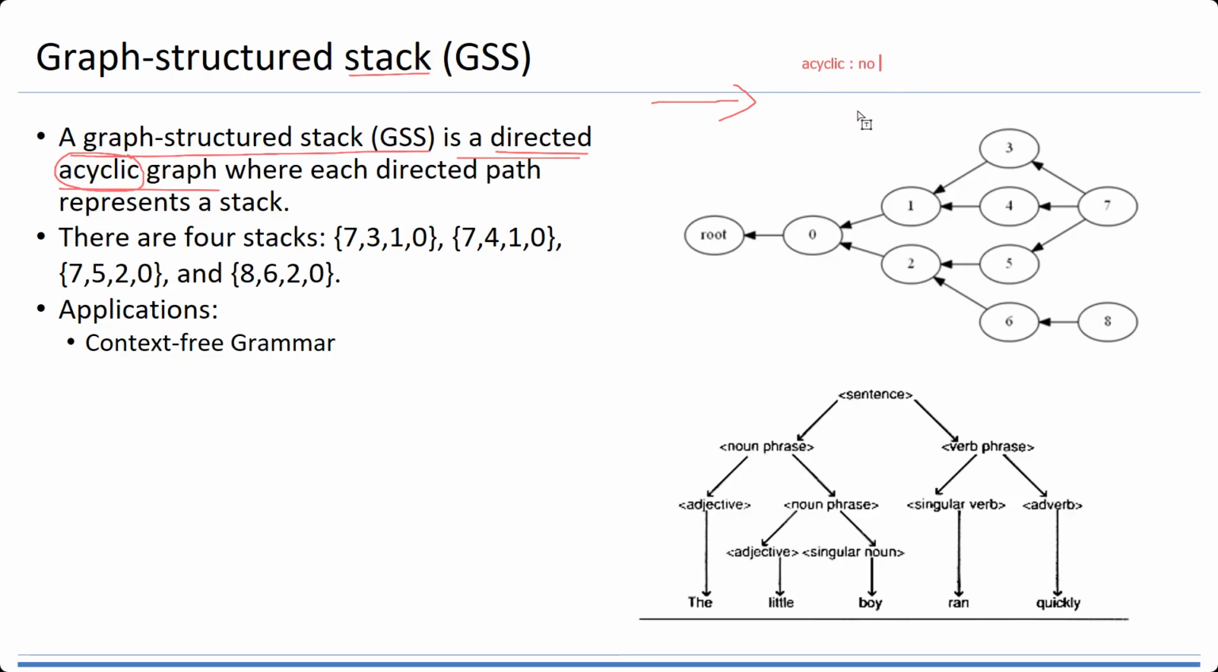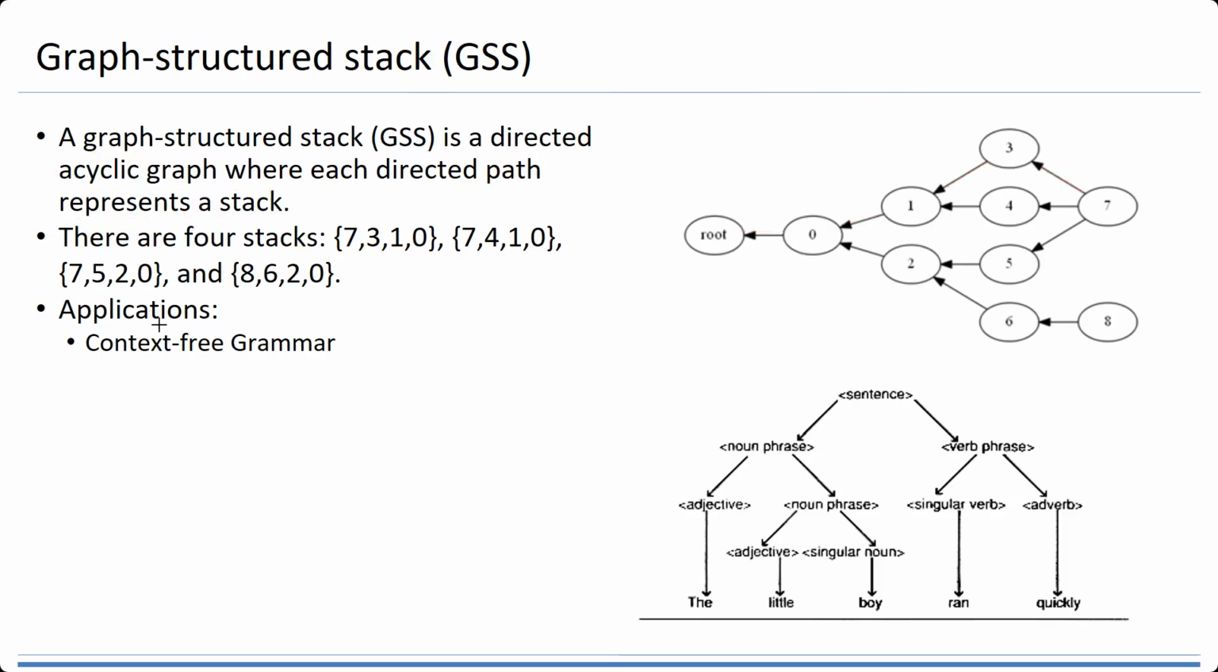means no cycle. Okay. And then it is a graph where its directed path represent a stack. So when we have this direction, and this direction, and this direction, it is represented as a stack.